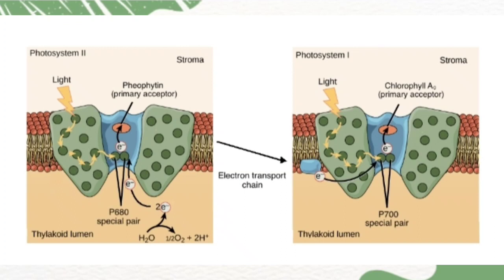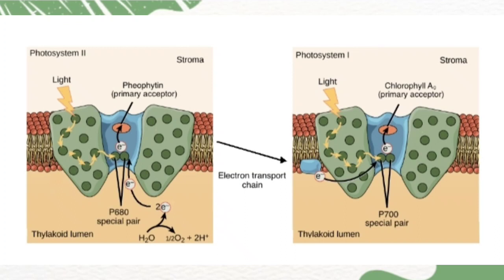Source of electrons. Once an electron is lost, each photosystem is replenished by electrons from different sources. The PS2 reaction center gets electrons from water, while the PS1 reaction center is replenished by electrons that flow down an electron transport chain from PS2.